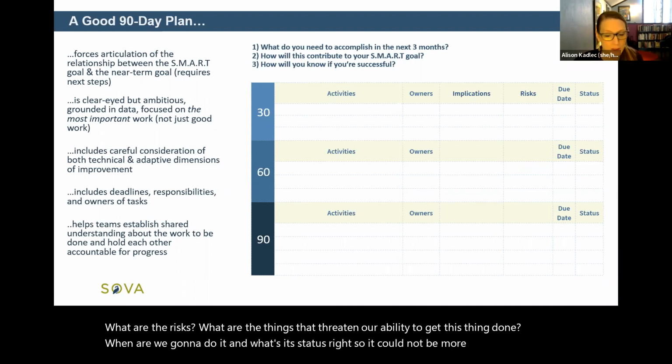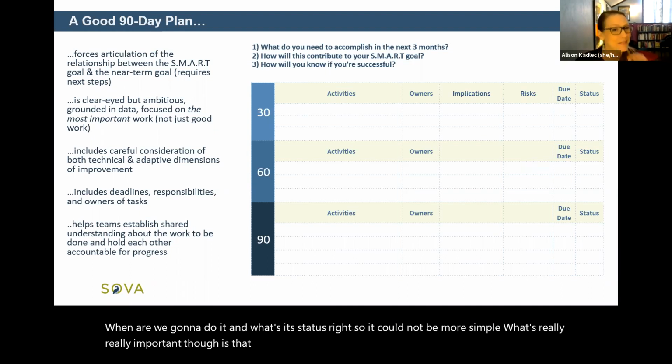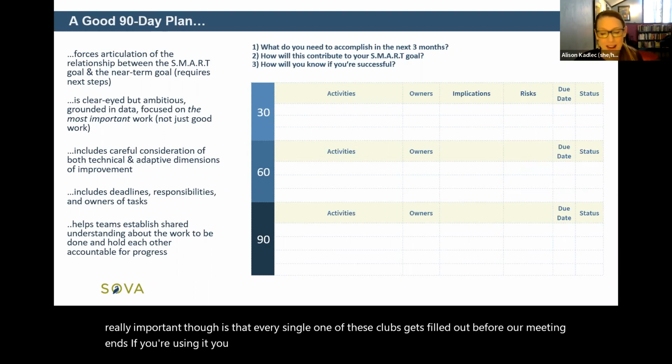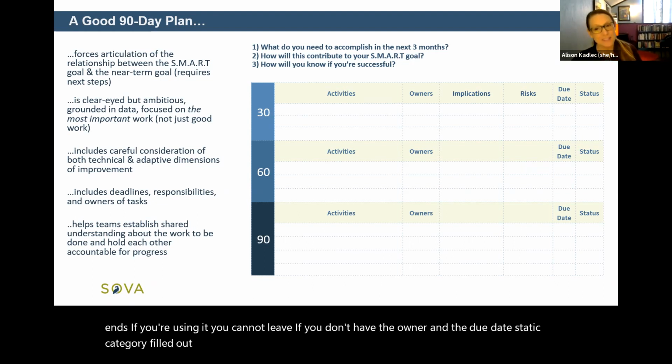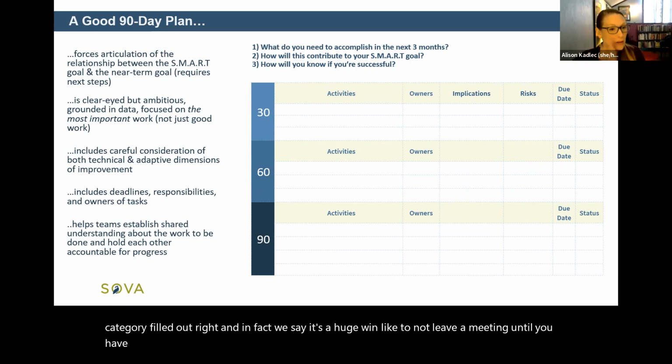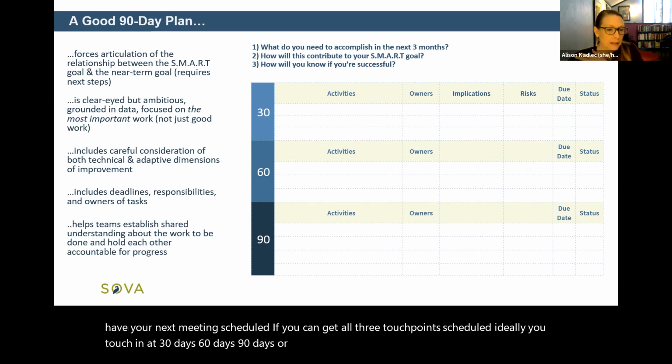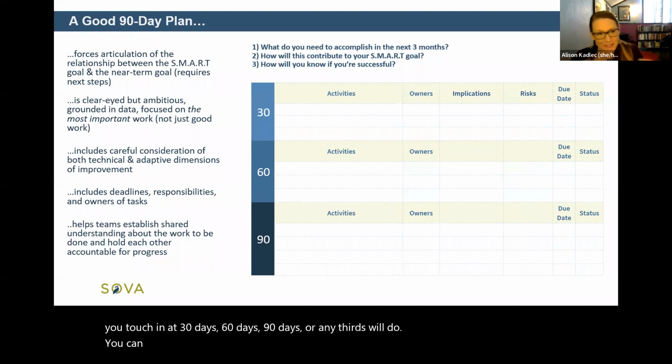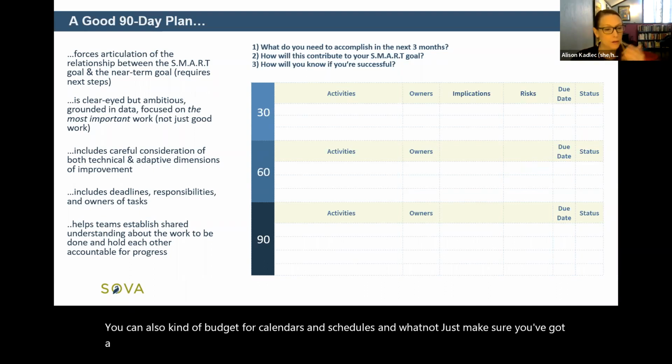What's really, really important, though, is that every single one of these columns gets filled out before a meeting ends if you're using it. You cannot leave if you don't have the owner and the due date category filled out, right? And in fact, we say it's a huge win to not leave a meeting until you have your next meeting scheduled. If you can get all 3 touch points scheduled, ideally you touch in at 30 days, 60 days, 90 days, or any thirds will do. You can also kind of fudge it for calendars and schedules and whatnot. Just make sure you've got a regular touch point that is relatively near in time.